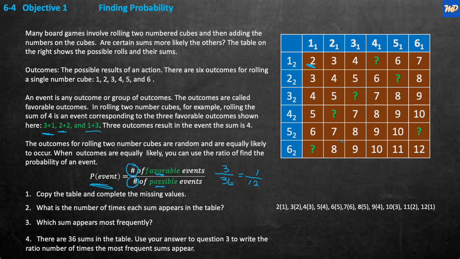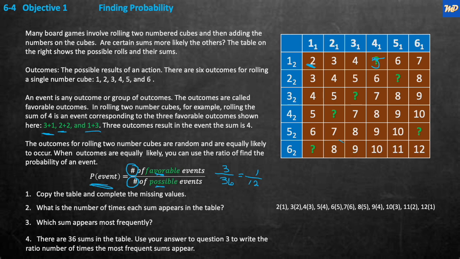So, keeping that in mind, it says copy the table and complete the missing values. So what are the missing values? We've talked about them. We know how to do them. There are two cubes. One is going to be called cube number 1, and the other cube number 2, with subscript 1 and subscript 2. So they're looking for this question mark in this row right here. We're looking for cube number 1 to have a 4 on it, and cube number 2 to have a 1 on it. And a 1 and a 4 make 5.